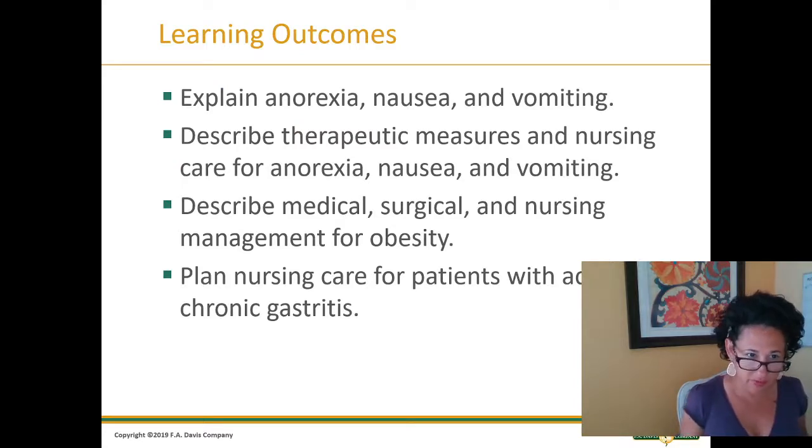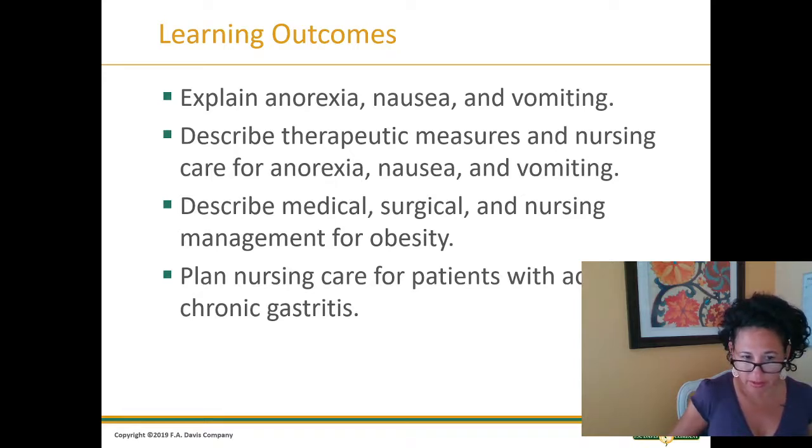Anorexia, nausea and vomiting. Describe therapeutic measures and nursing care for anorexia and nausea. Anorexia due to disease process. So this is inability or lack of interest in eating, inability to eat anything. This can be from cancer, chemotherapy, all cause nausea and vomiting, as well as a number of other diseases. And so we need to find a way to keep some type of homeostasis, electrolyte balance, while our patient is going through this type of problem with nausea and vomiting.